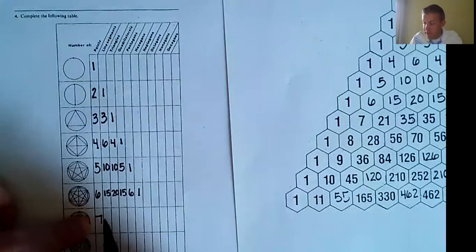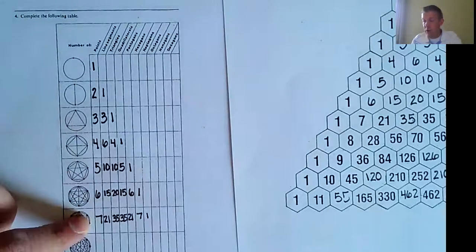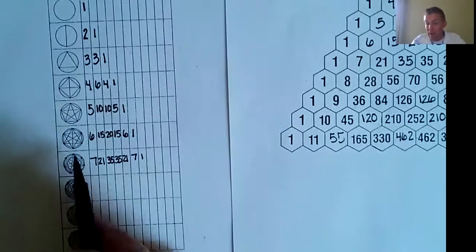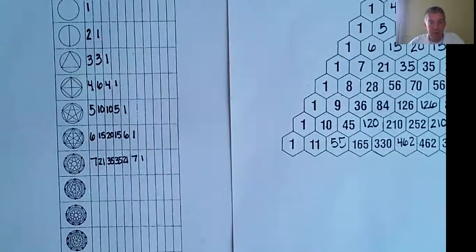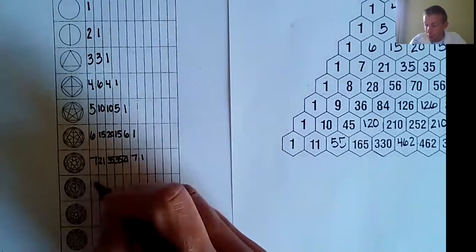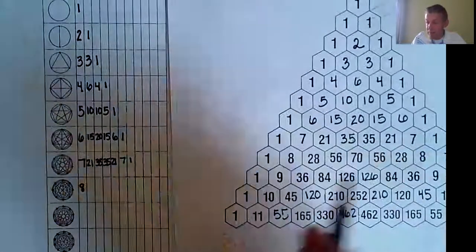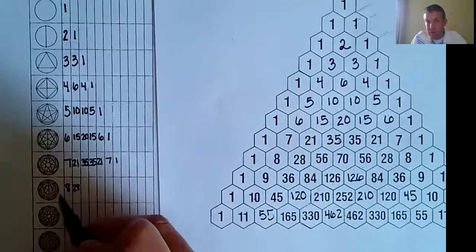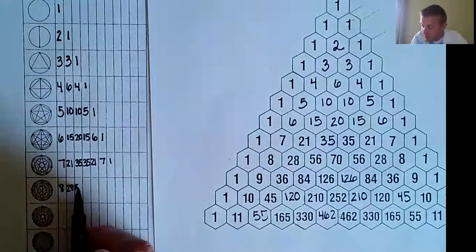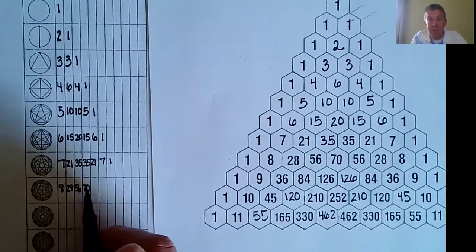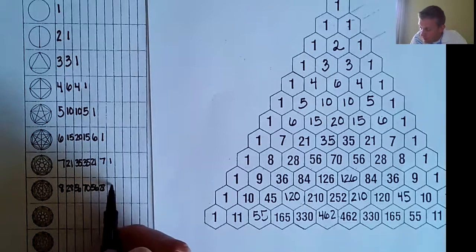This would be 7, 21, 35, 35, 21, 7, and 1. And think about how obnoxious that would have been to count all those points. We don't have to. When there's 8 points, we know it's going to go, okay, I'm just kind of reading off this line, 8, 28, 56, 70. Imagine counting 70 quadrilaterals. Blech. 56, 28, 8, and 1.